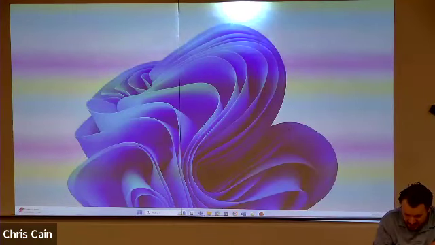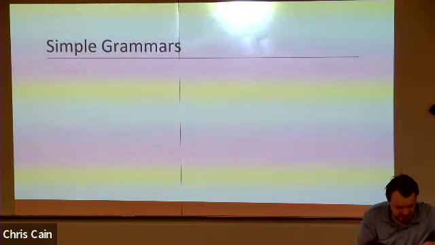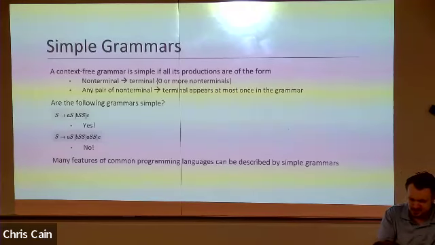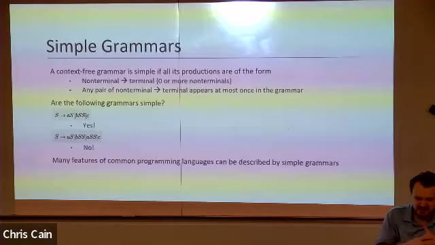Okay, so we are in the process of talking about context-free grammars. We talked about simple grammars last time. Simple grammars had this form: a non-terminal followed by some number of terminals, with the additional restriction that any pair of non-terminal to terminal appeared at most once in the grammar. We talked about ambiguity.